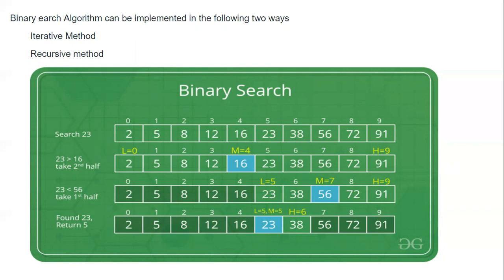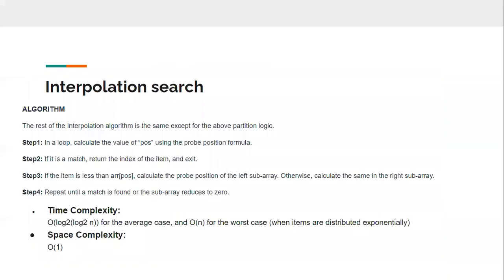So we take the second half, and we compare it with the second half elements. In various steps, we repeat the steps, and at last, in round 5, we found the element 23. We retrace the index number. That's it. Next, interpolation search.